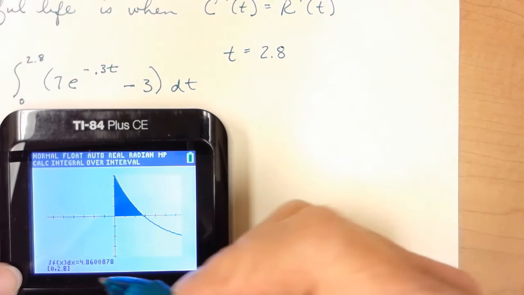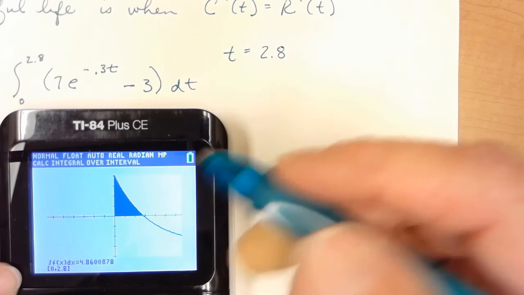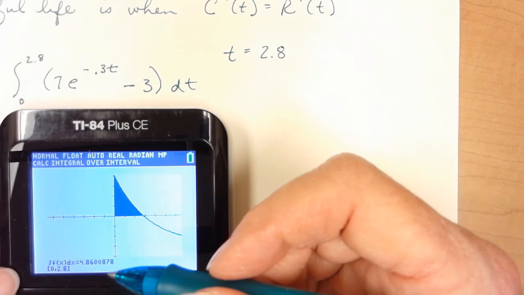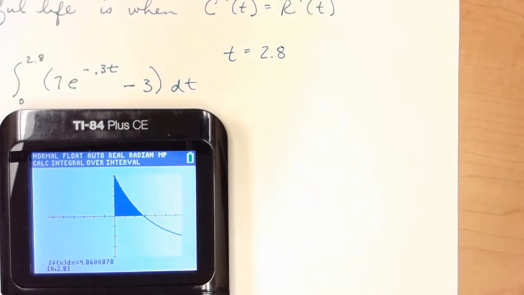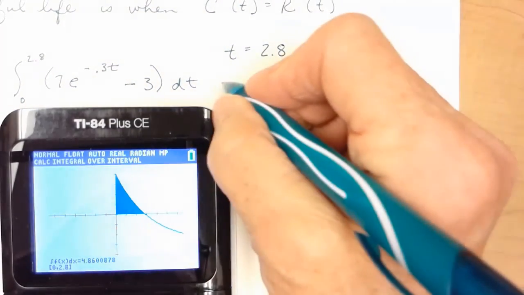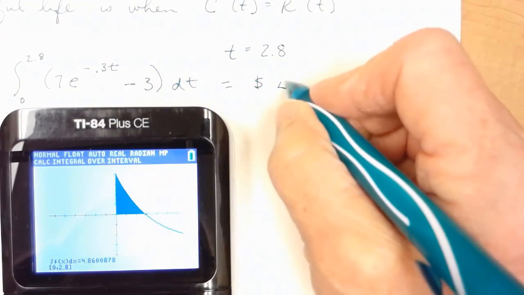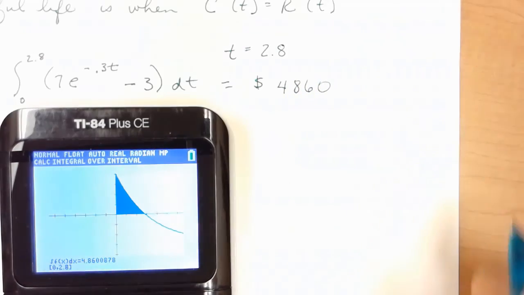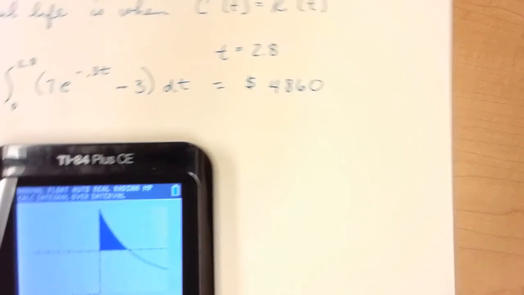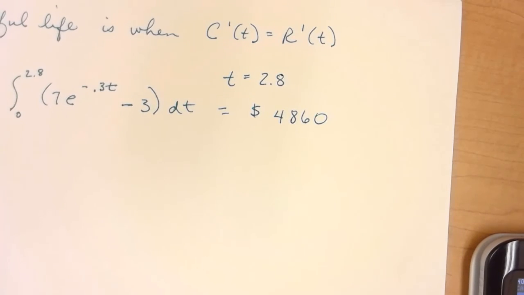So it comes out to be 4.860, and this is in thousands of dollars. So I need to multiply that by 1,000. So this comes out to be 4860. And that's just the total profit. They didn't say anything about average in this problem. So that's just the total profit from the game over that useful life.